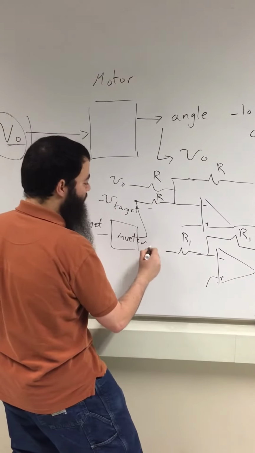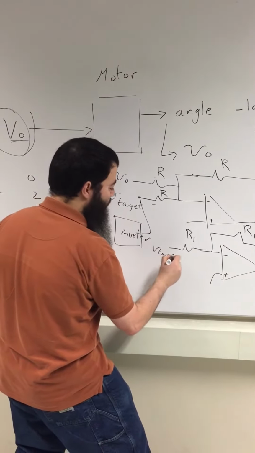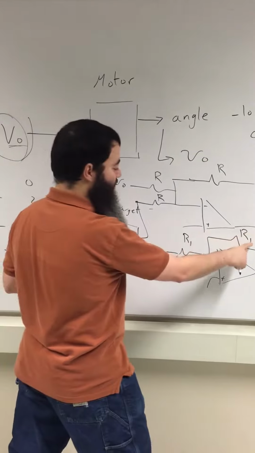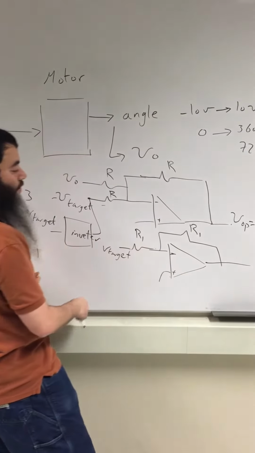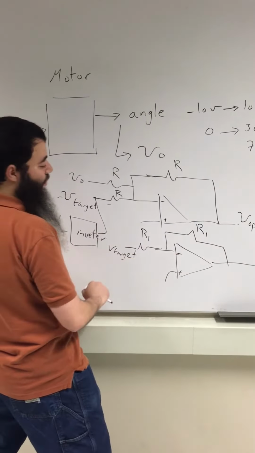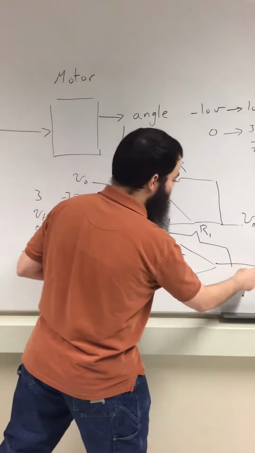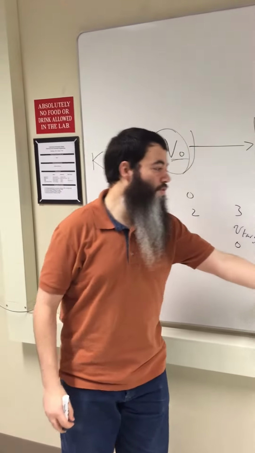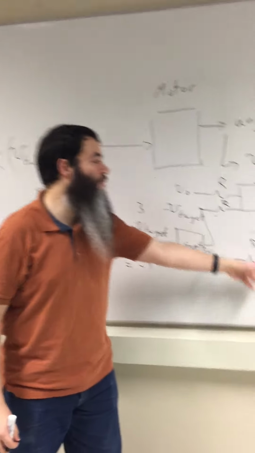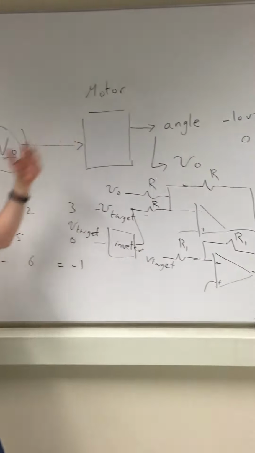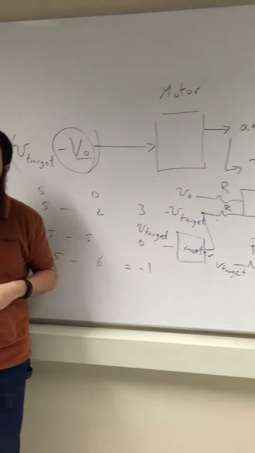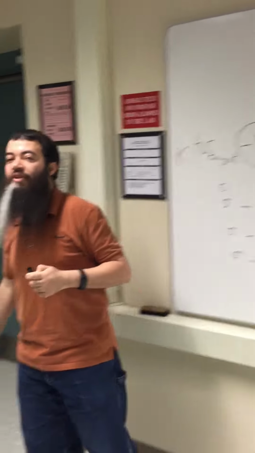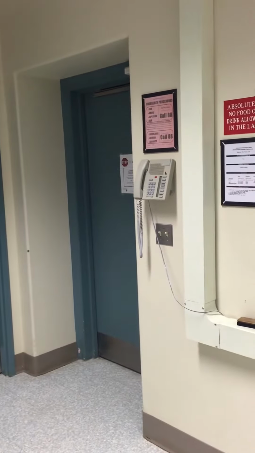So this is V target here. Since this is R1 and this is R1, and this is the negative feedback going to the negative input of the operational amplifier, the V out is the negative of V target. This is from electronic circuits. So this is a simple inverter, a simple amplifier. We now have our first control system. Now we'll go to the PDF and try to make this hardware work.